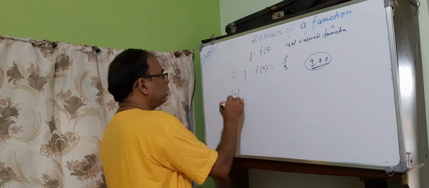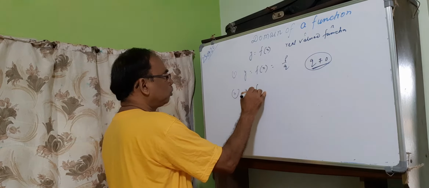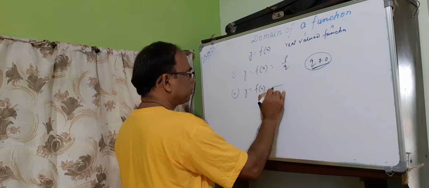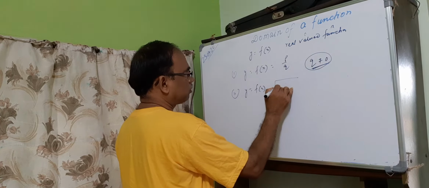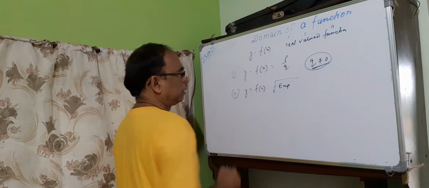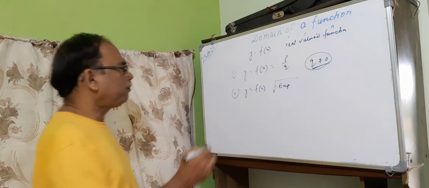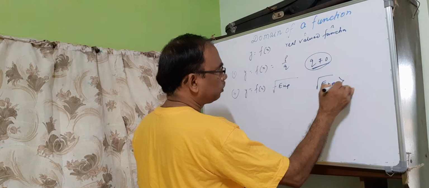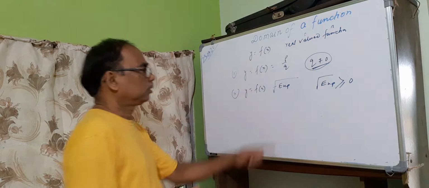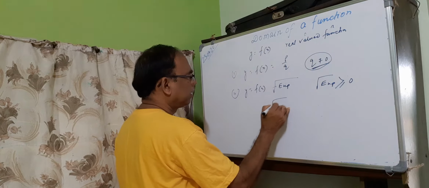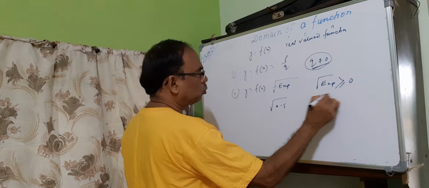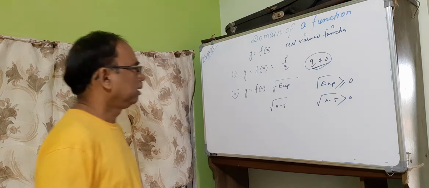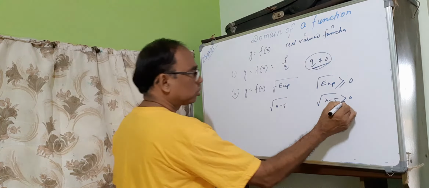Number 2, if you have y equals f(x) like root over of something, root over of any expression, then to get the domain of the function, the expression under the root should be greater than or equal to 0. Suppose root over of x minus 5, we have to take x minus 5 greater than or equal to 0, then you can find the domain. You should keep greater than or equal to 0.